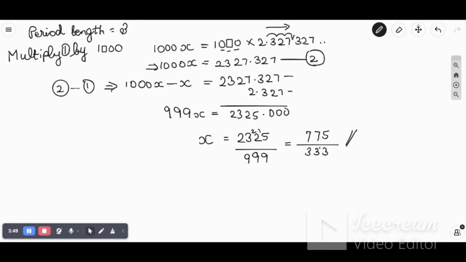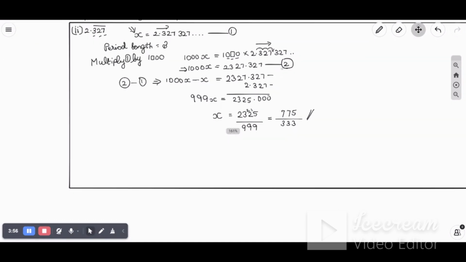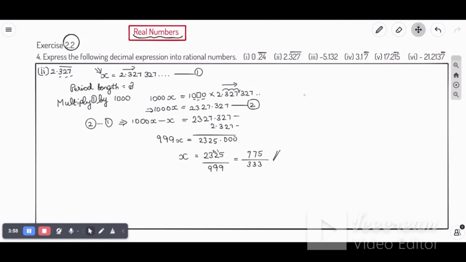So our x is equal to 775 divided by 333. So what is our x? If you go to the start of our question, we could see we have taken our given number as x, the recurring decimal. So the answer is this. We can end up with this. So the rational number for x, that is 2.327 recurring, is 775 by 333. Hope you understood this question also. Let's move on to the next question.